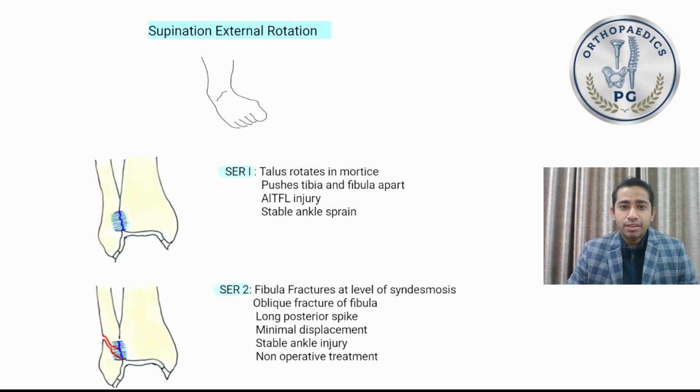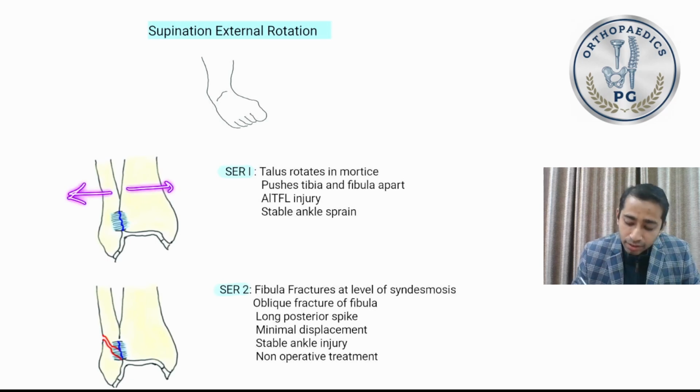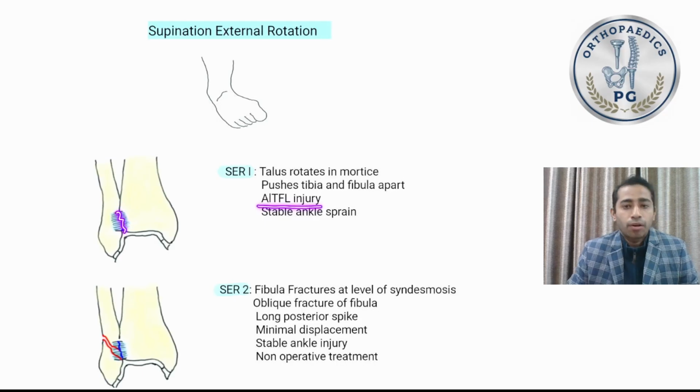The first stage is the supination-external rotation 1, in which the talus rotates inside the mortise, pushing the tibia and fibula apart, leading to an injury of the AITFL or the anterior inferior tibiofibular ligament, causing a stable ankle sprain.